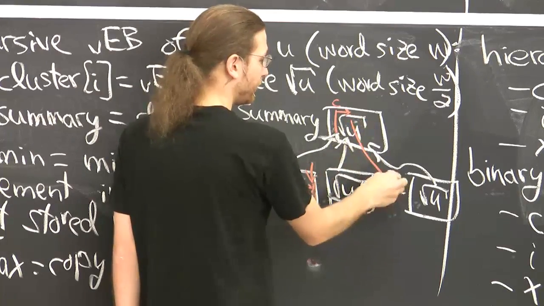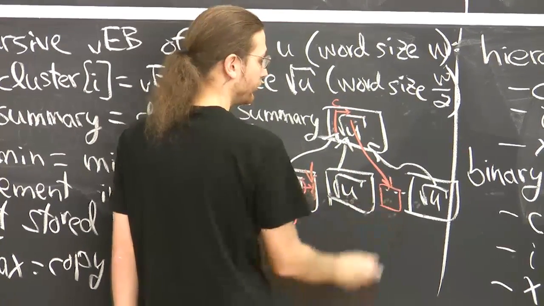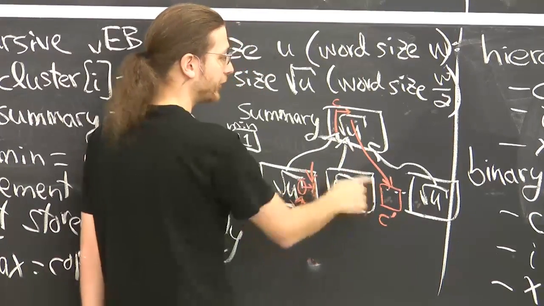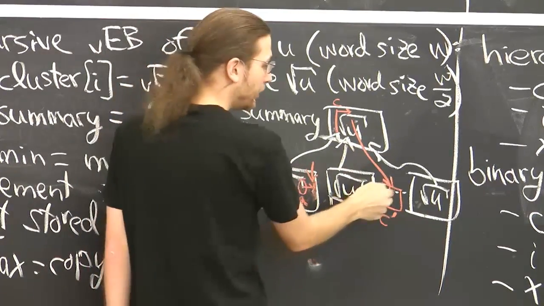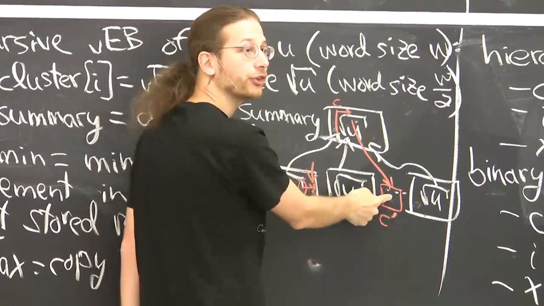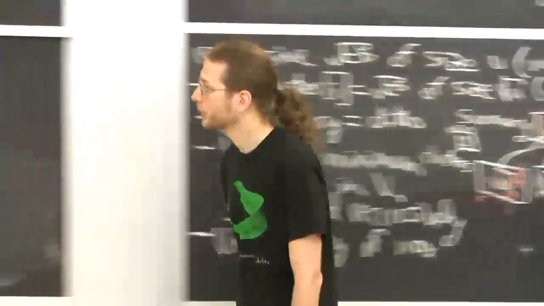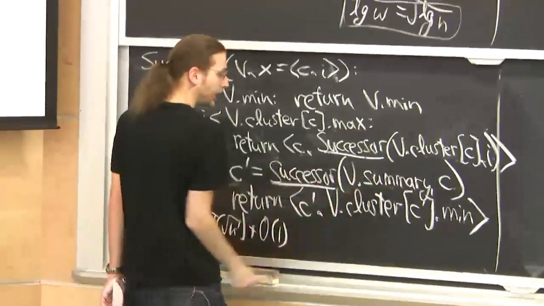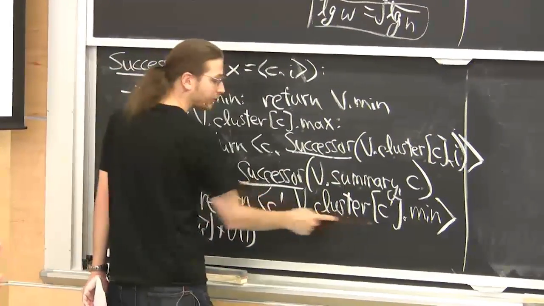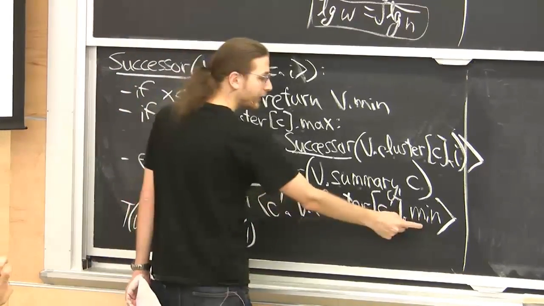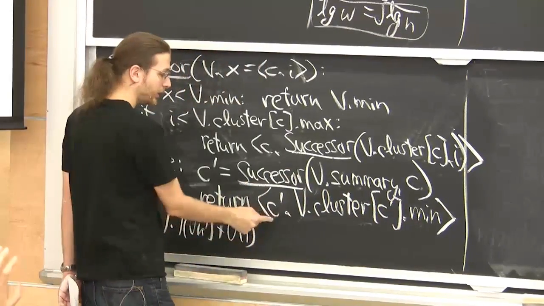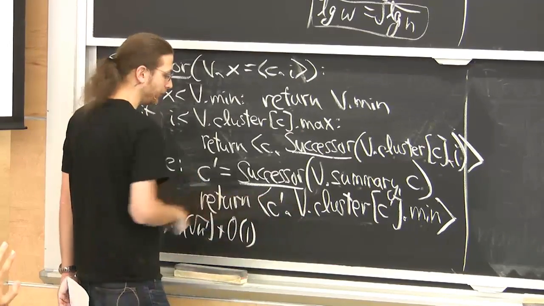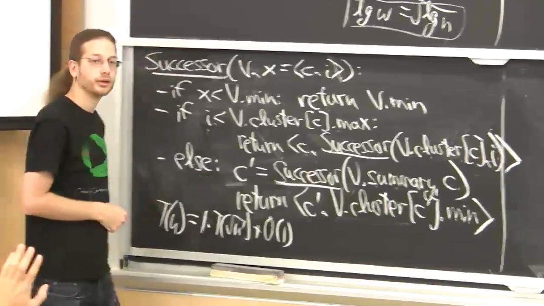So that's going to give us basically a pointer to one of these structures, C prime, which all these guys are empty, and so there's no successor in there. The successor is then the min in the structure. So that's all we do. Compute the successor of C in the summary structure, and then in that cluster, C prime, find the min, which takes constant time, and then prepend C prime to that to get a global name, and that's our successor.